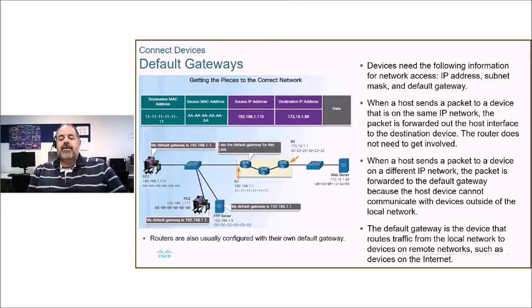So the default gateway is the device that routes traffic from a local network to devices on remote networks, such as devices on the internet. All of these hosts would have this interface on the router as their default gateway. And if you look at the addressing, they are all members of the same subnet, 192.168.1. This one here is a completely different subnet because it's on a completely different site.